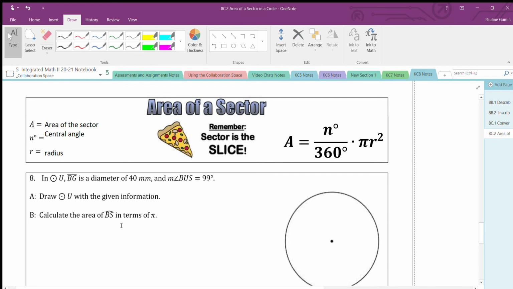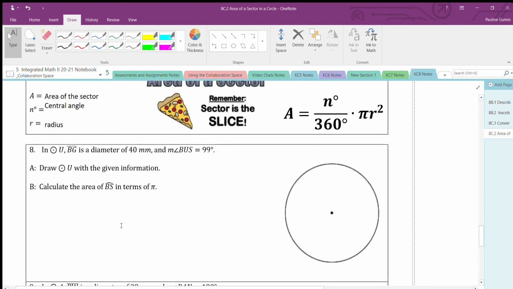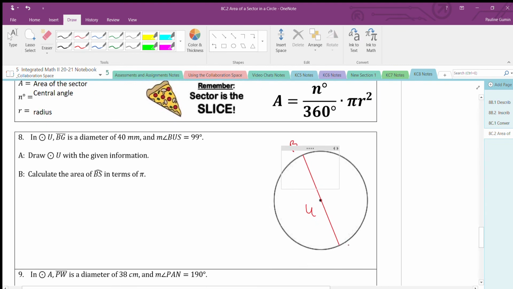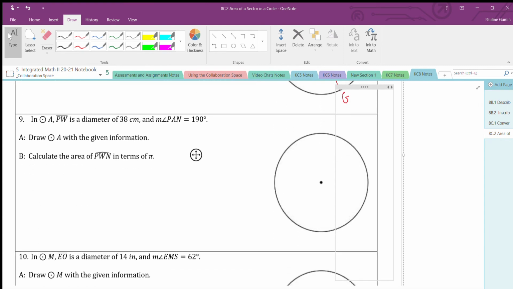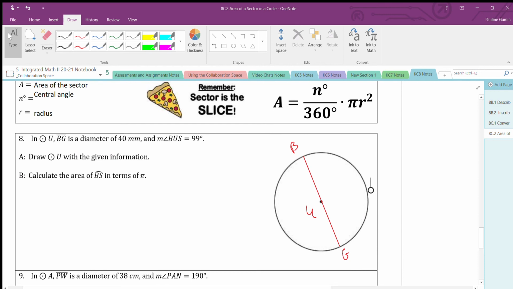Okay, let's take a look at this problem. In circle U, let's label U. BG is the diameter. The diameter is 40, so that means our radius is 20. I like writing that right away. And the measurement of BUS is 99 degrees. Let's make that S. This is 99.